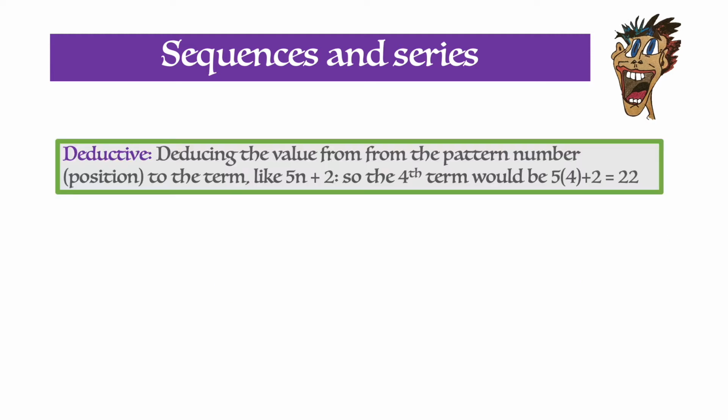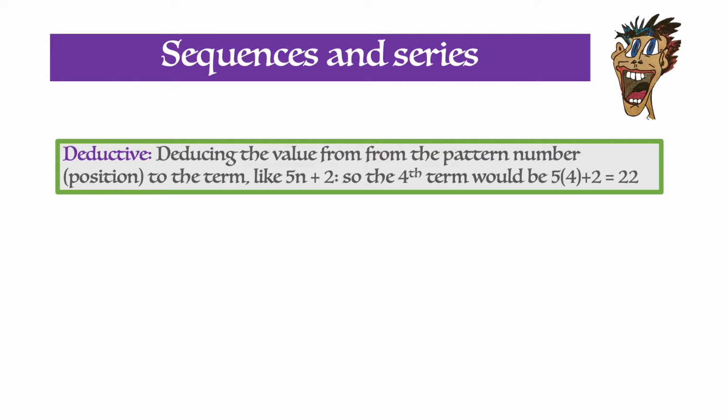The other thing we look at is how do we actually find the value from outside? So two types. One is deductive, one is inductive. Deductive is taking the formula like 5n plus 2. We want the fourth value, so we put that in: 5 fours, 20, plus 2 is 22. So we know the fourth term is 22.